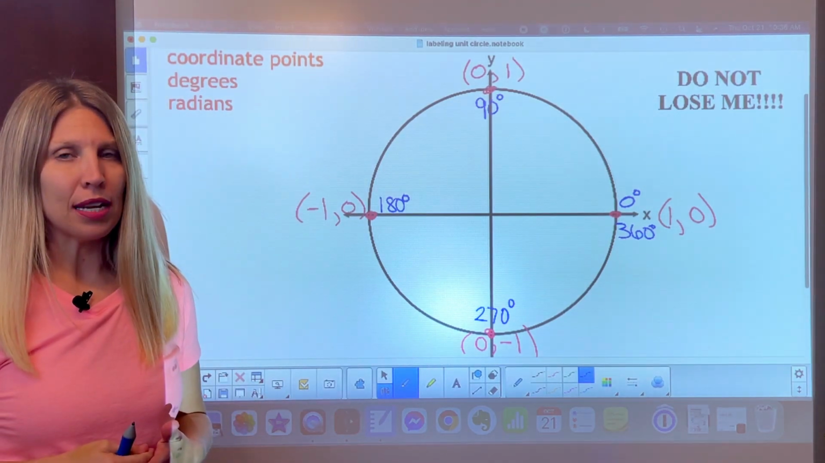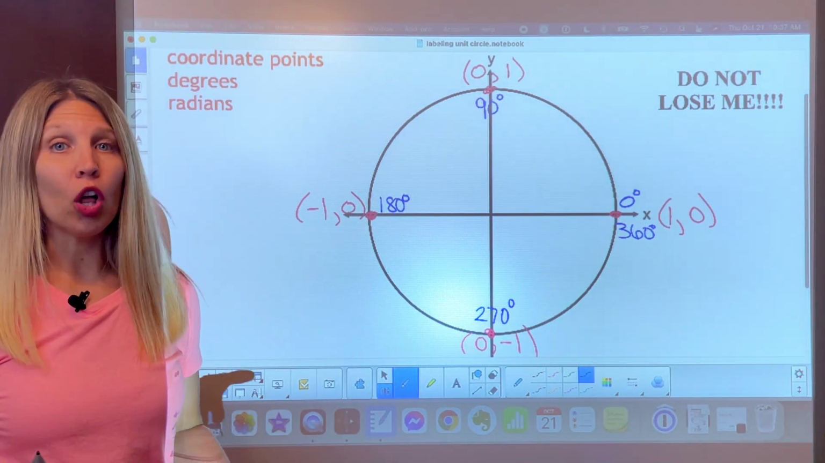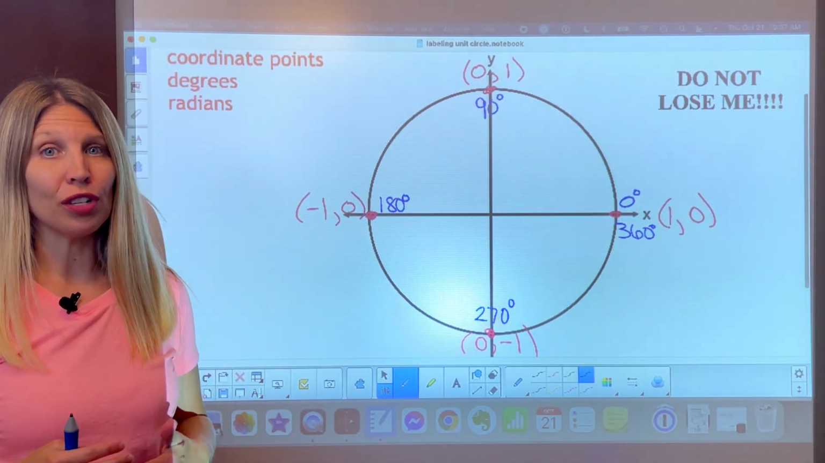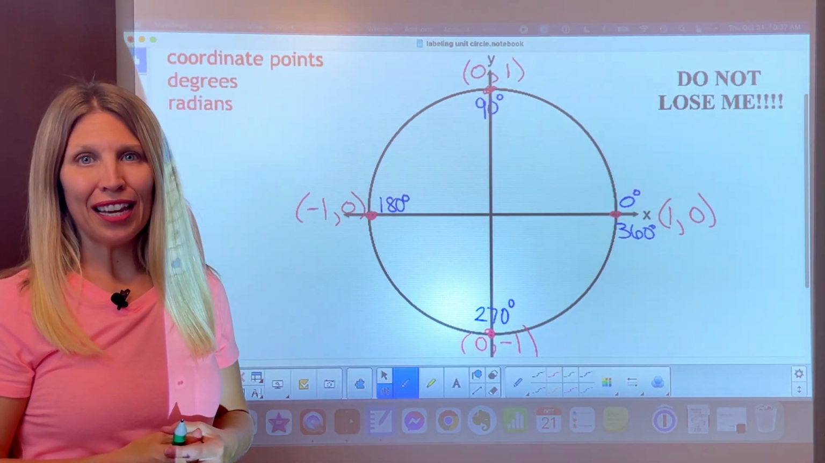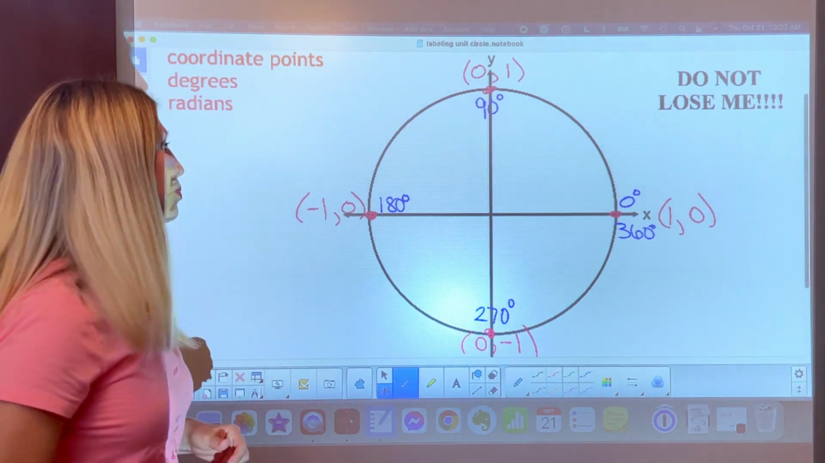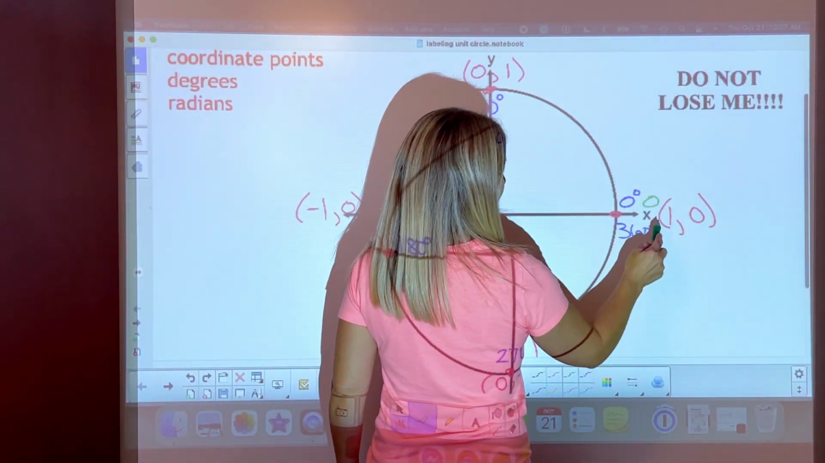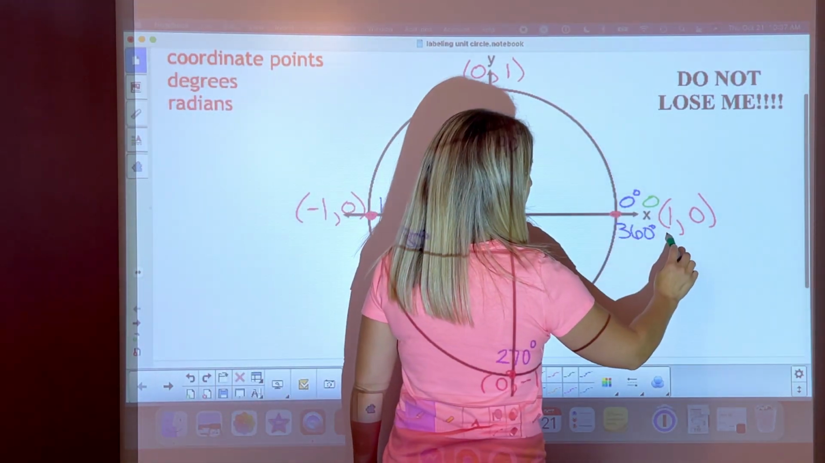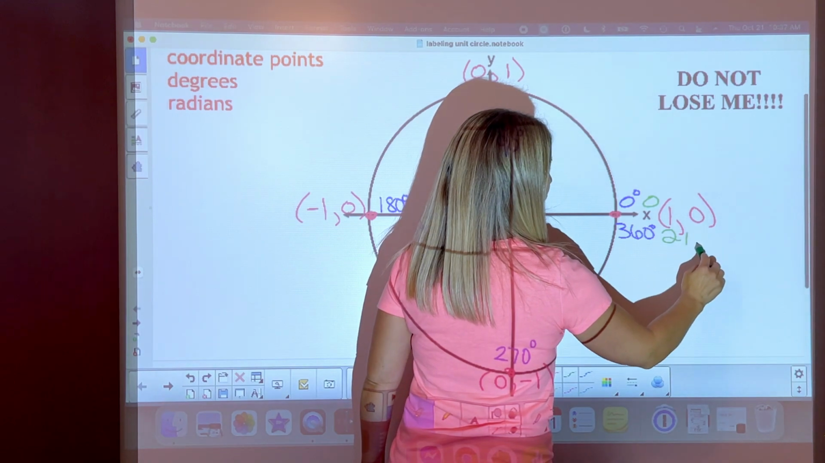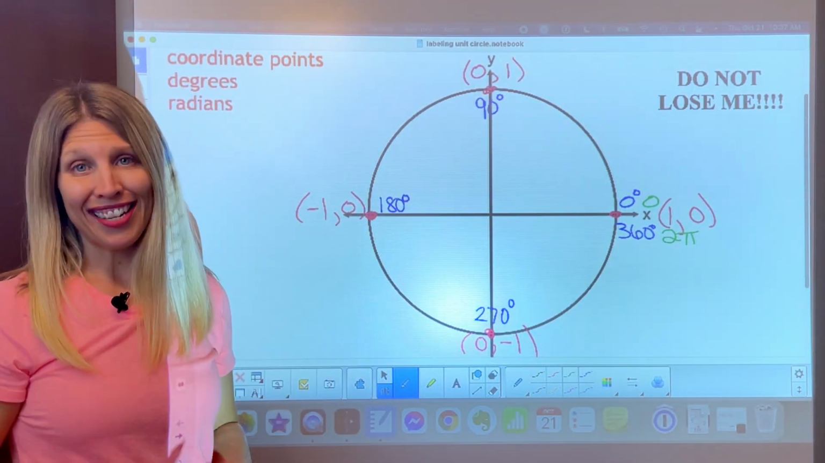Now let's talk about radians. If you're not familiar with radians, make sure that you check out my other video talking all about radians and how to do conversions with radians as well. So now we're going to go through our unit circle and label with radians. At this point here, this is 0 radians. Again, going counterclockwise all around the circle, this point over here is 2 pi. That is our radian measurement for an entire circle.